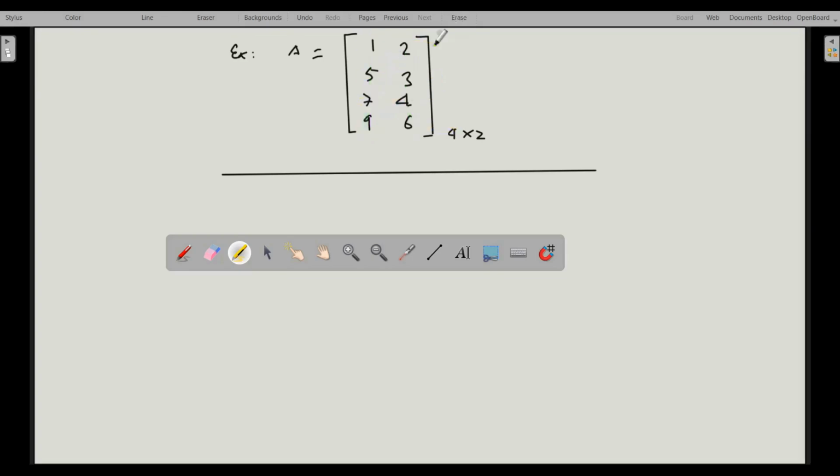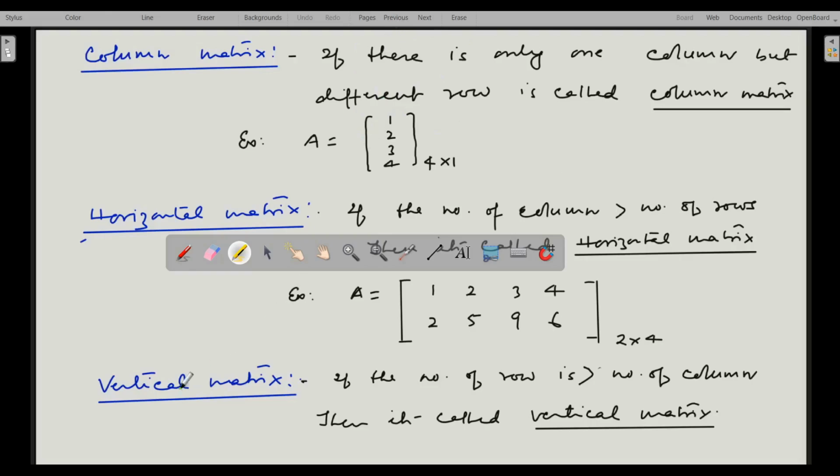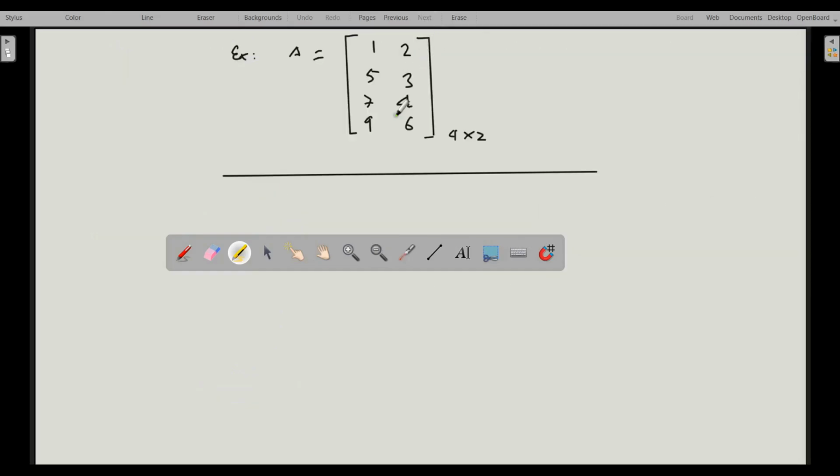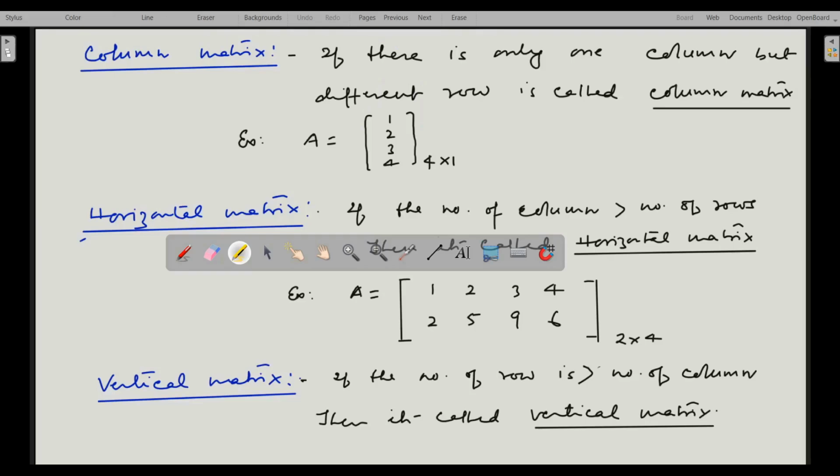So why is it called a vertical matrix? The question arises. It is called a vertical matrix because it looks like a vertical rectangle. That's why it is called a vertical matrix.